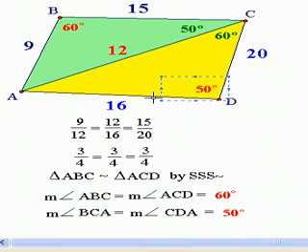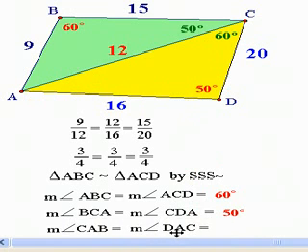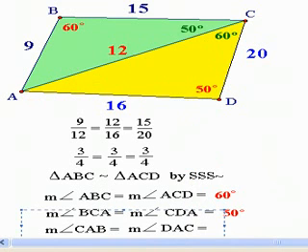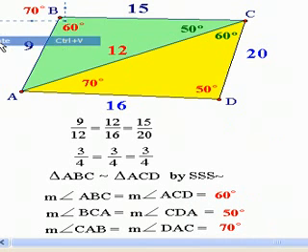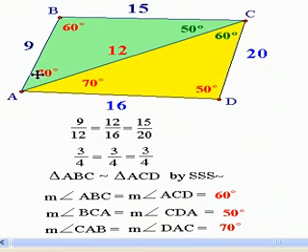So I have two angles, and I know that the other two angles have to be the same, and that would be CAB and DAC. Most of you know by now, having done so many different problems, that three angles in a triangle sum to 180. The missing angle is 70 degrees. And therefore, this angle here is going to be 70 degrees, as well as the other angle, CAB, is going to be 70 degrees. So I'll put that in there. And this problem is now solved.